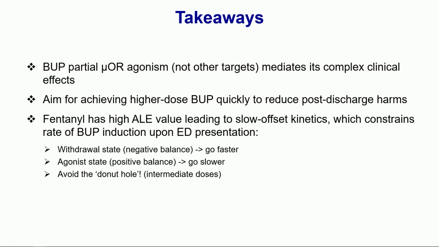So if the patient is in withdrawal, be assertive. Go for it. You can dose heavily with buprenorphine up to your hospital limits. In an agonist state, if somebody's in a positive balance, you're going to need to go slower. We're still working out different kinds of algorithms. Dr. Herring can tell you about that. But we want to avoid that donut hole, those intermediate doses, because the risk of precipitated withdrawal is highest there.